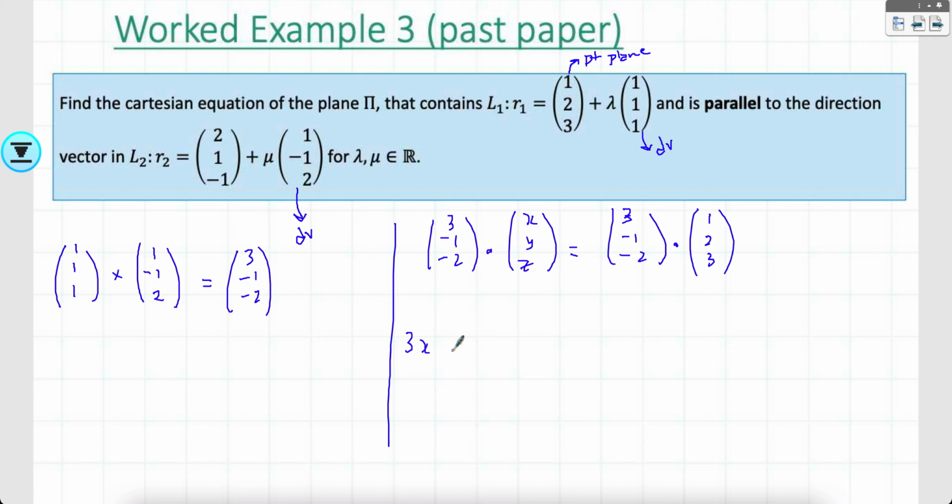This will give me 3x minus y minus 2z. And on the right hand side, 3 times 1 plus minus 1 times 2 plus minus 2 times 3. Simplify that, that's going to give you a negative 5. So that's the Cartesian form of my plane.